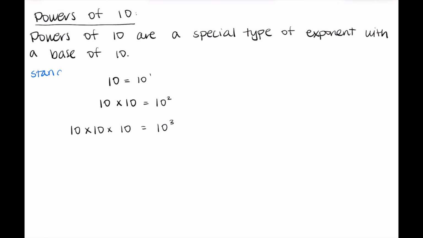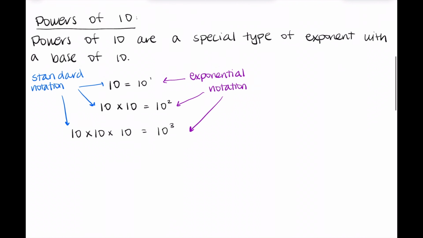So now the left-hand side with the 10s being expanded out by multiplying, right? 10 times 10 times 10. Those would all be referred to as standard notation. And then the right-hand side, well, that is with our bases and our exponents, right? So the 10 squared, the 10 cubed, and the 10 to the power of 1, those would all be referred to as exponential notation. We're going to distinguish those now because in our practice problems later, we're going to be going in between both forms.